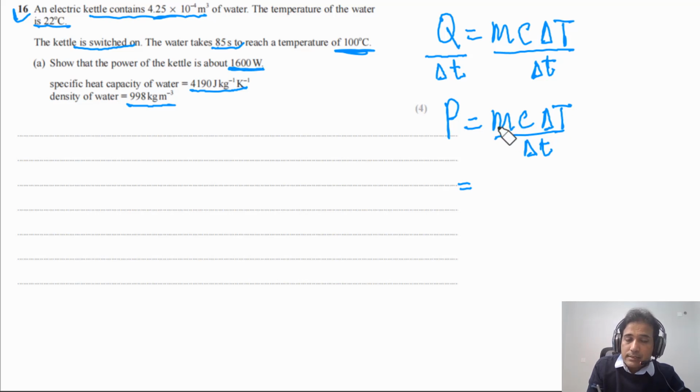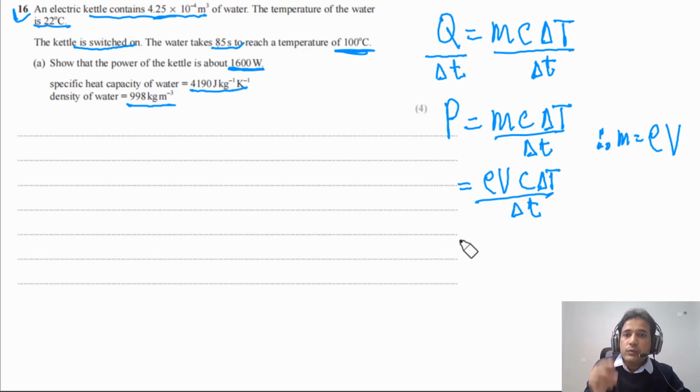So mass, but mass is not given to us. Mass is not given to us. So we need to understand that mass is equal to density times volume. So we can plug in the value of mass, meaning we can write mass is equal to density times volume. This is a beautiful way. This is how you need to approach it in a systematic way. So this is delta T and this one is time.